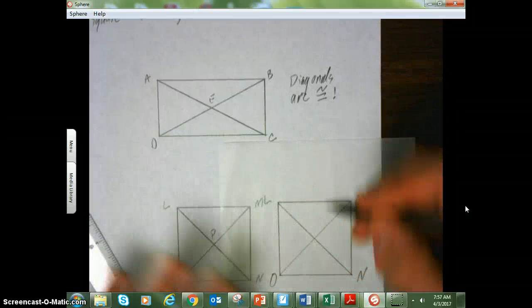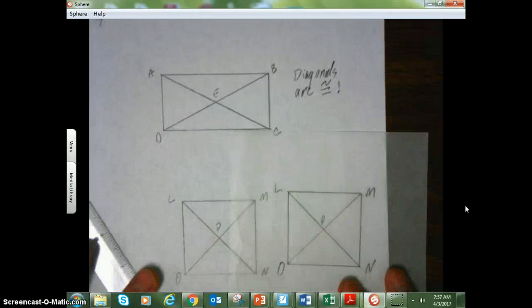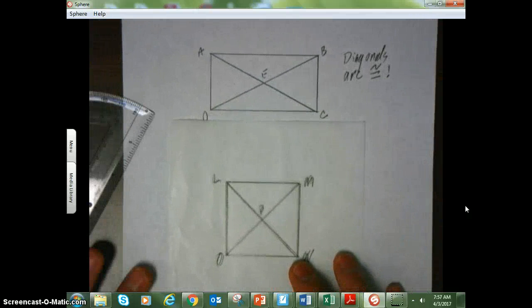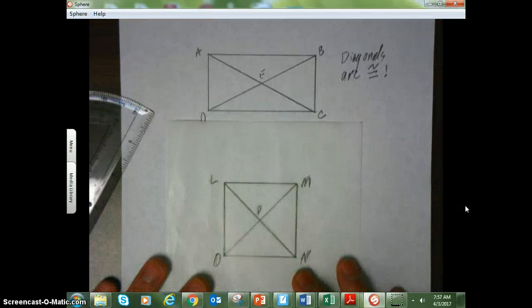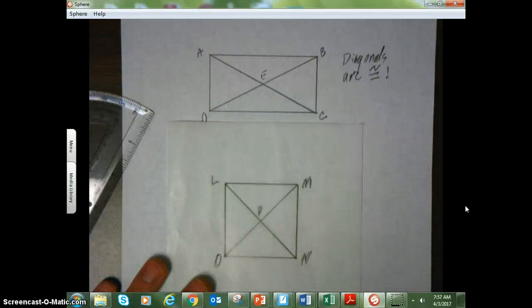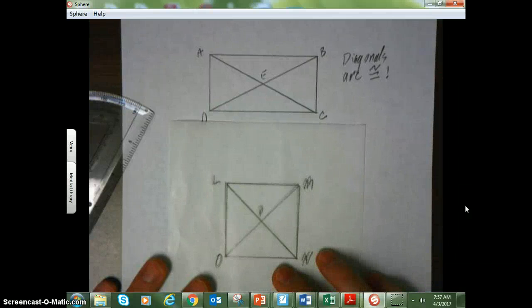All right, so I've added the diagonal lines here, and the definition of a rhombus is that it is a parallelogram that has four congruent sides. So that fits the definition of, or at least half of the definition of a square. So does a square have all of the characteristics of a rhombus? One of the things that we notice about a rhombus is that the diagonals are perpendicular to each other.